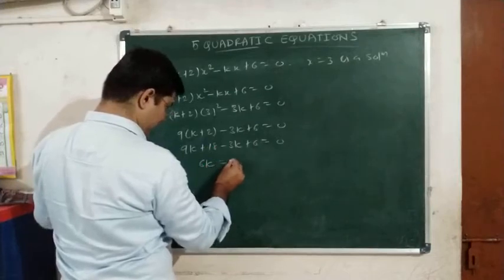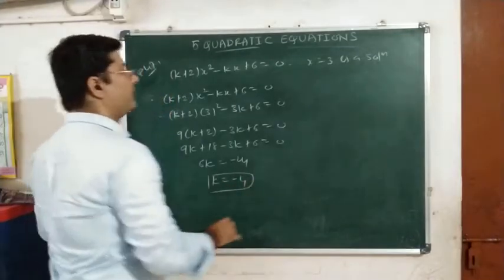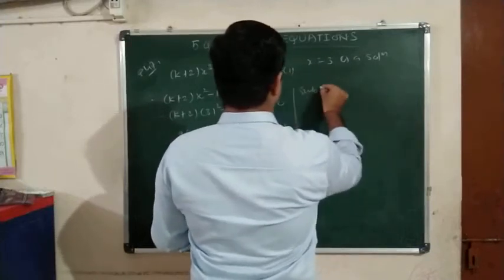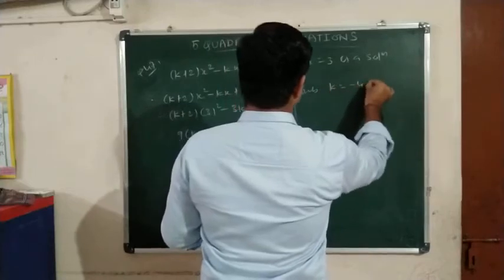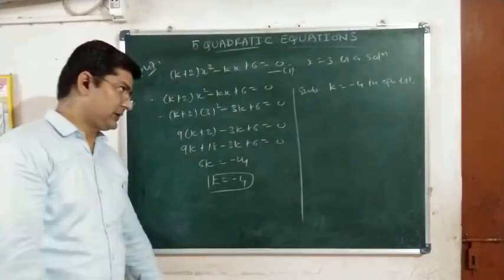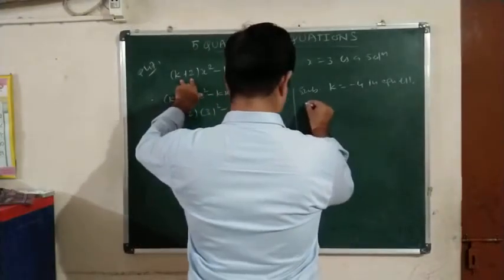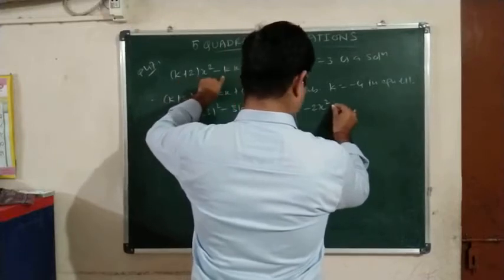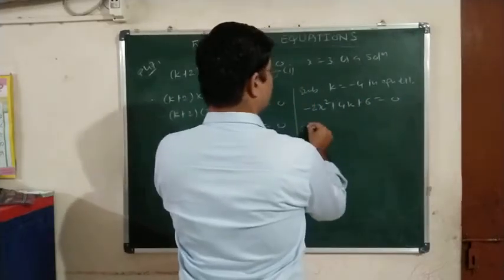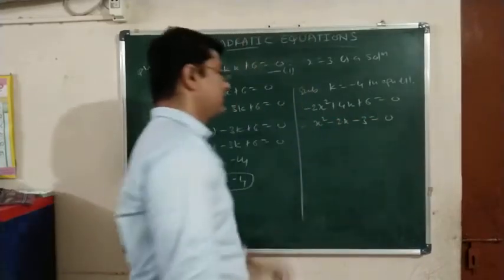9k + 18 − 3k + 6 = 0, so 6k = −24, and therefore k = −4. Now substituting k = −4 in equation 1, the given equation we have numbered as equation 1, we get (−4 + 2)x² − (−4)x + 6 = 0, so −2x² + 4x + 6 = 0. Taking −2 common, x² − 2x − 3 = 0.